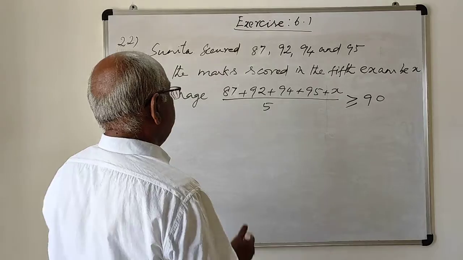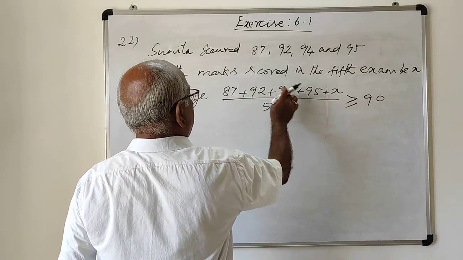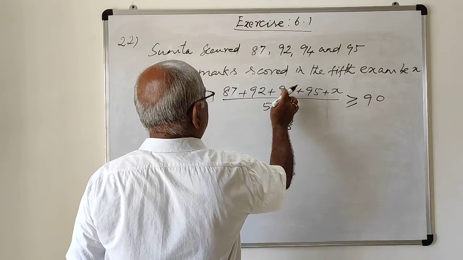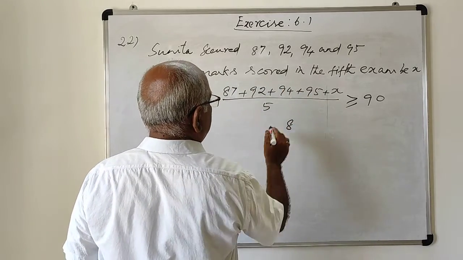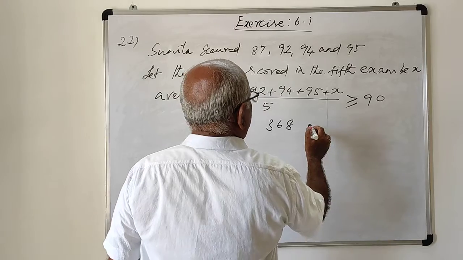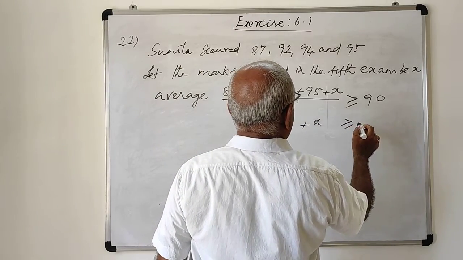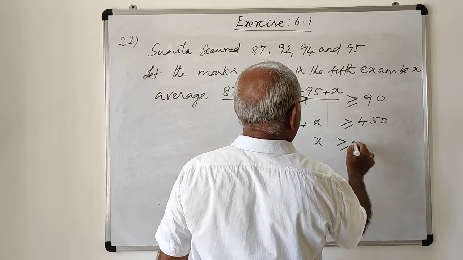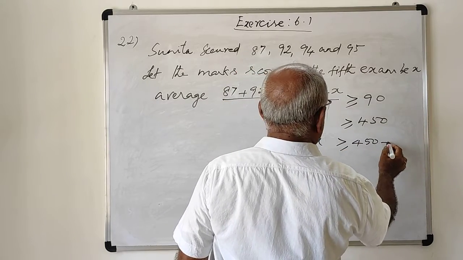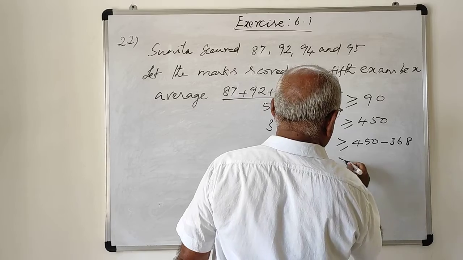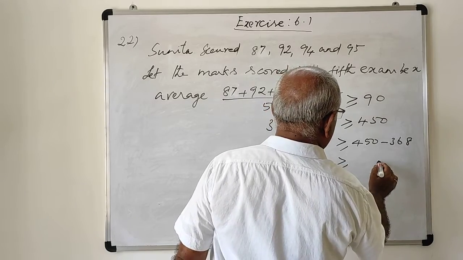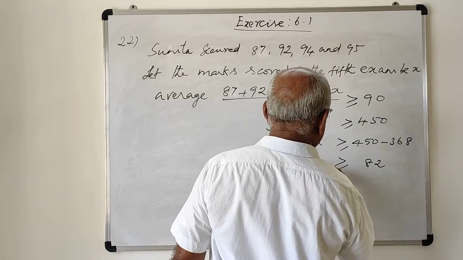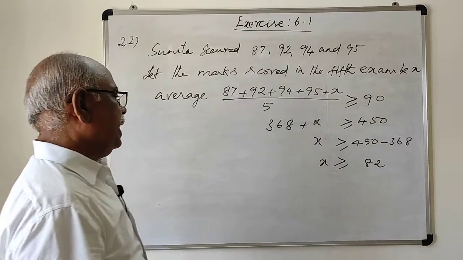Therefore, greater than or equal to 90. So 87 plus 92 plus 94 plus 95 is 368, plus x is greater than or equal to 450. The x should be greater than or equal to 450 minus 368, which is 82. So x is greater than or equal to 82.